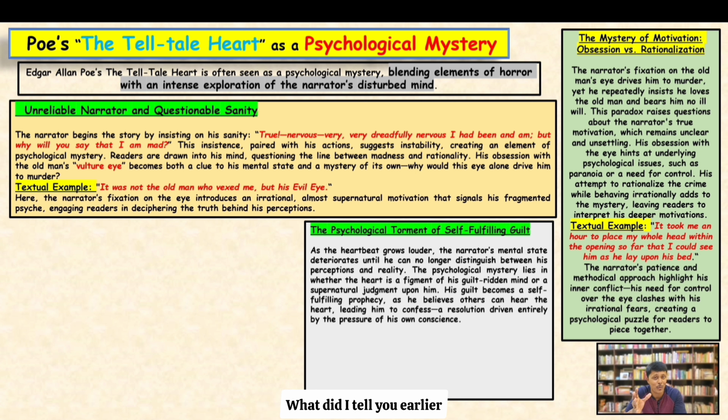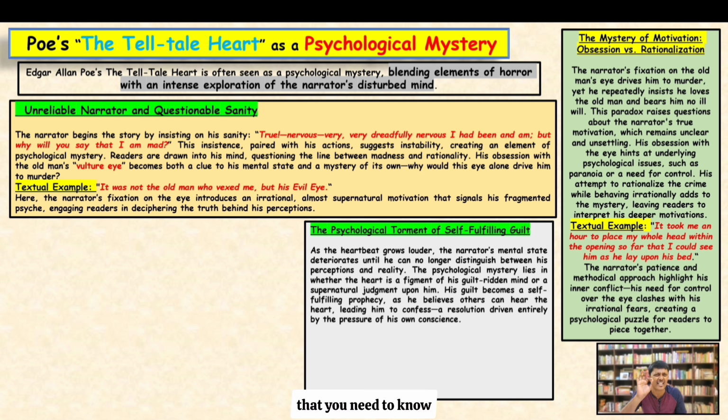What did I tell you earlier? You just need to remember the four points and the whole idea is with your hand. Just remember which point you need to use when, and which sentences, which textual examples you need to give, and how to collect them and how to use them.